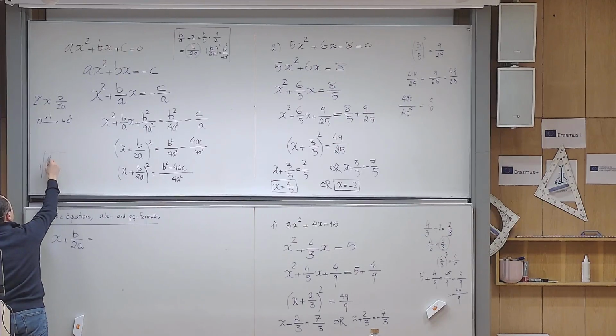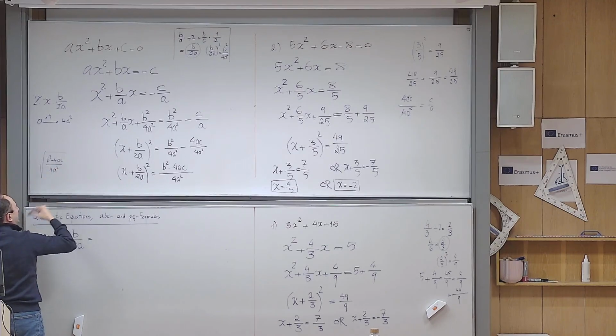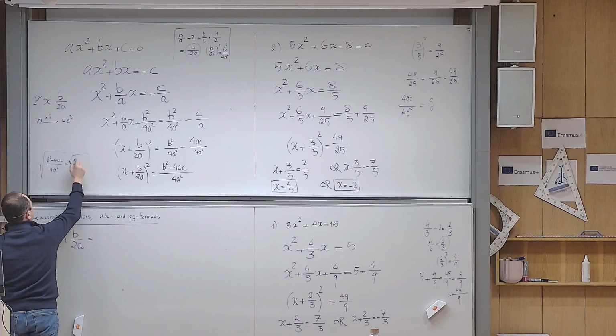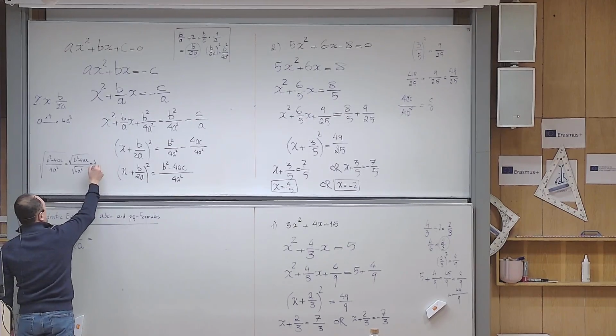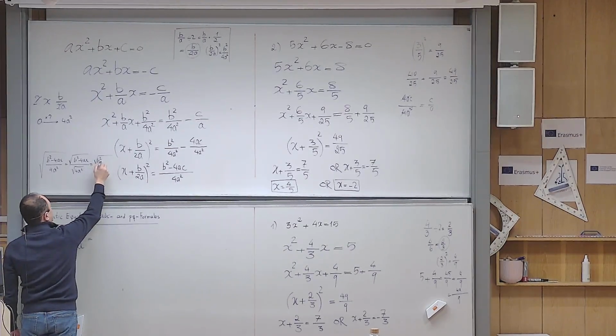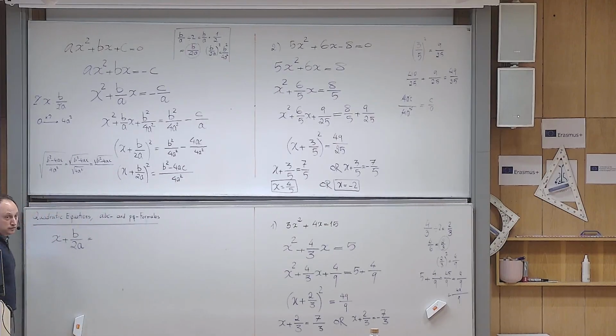A square root of this expression can be simplified a little bit, but not that much. I can take a square root of the numerator divided by square root of the denominator. This, I have to live with it. It cannot be simplified in general. But the denominator can be written in a simpler form. Can you tell me what? 4a. No. Be careful.